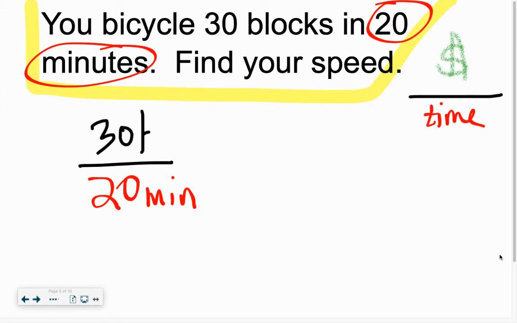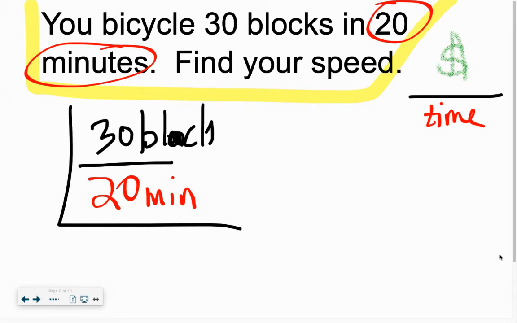So the 30 blocks. So you can go 30 blocks in 20 minutes. That is your rate. That is your speed. It didn't ask for a unit rate. It just asked for your rate. Done.